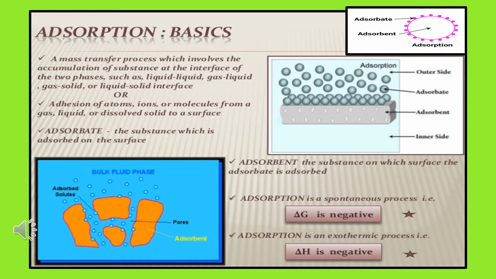We have to know adsorption is a spontaneous process. I repeat, adsorption is a spontaneous process. So we can say the change in the Gibbs energy for the adsorption process is negative. That is, delta G is negative. Also we have to know that the adsorption process is an exothermic process. That is, delta H is negative. Means adsorption process is an exothermic process.